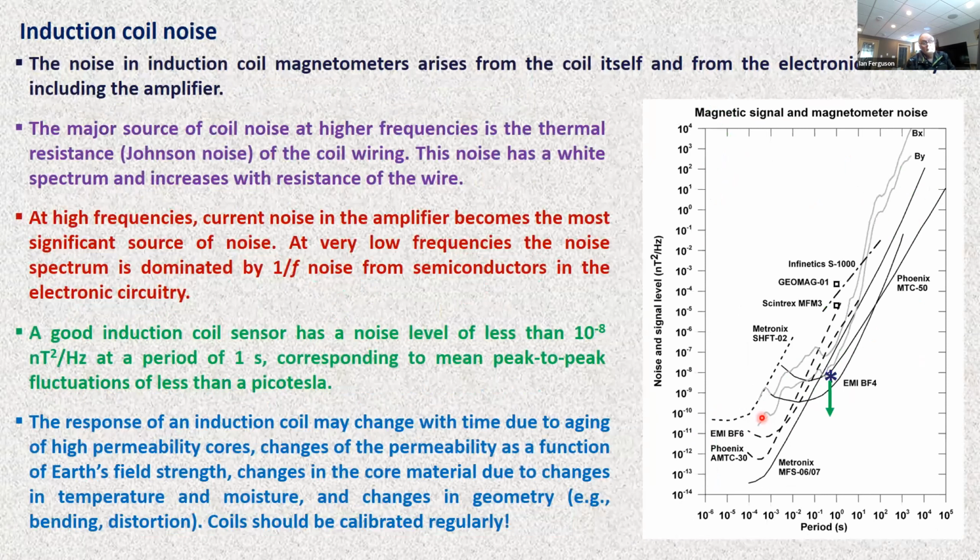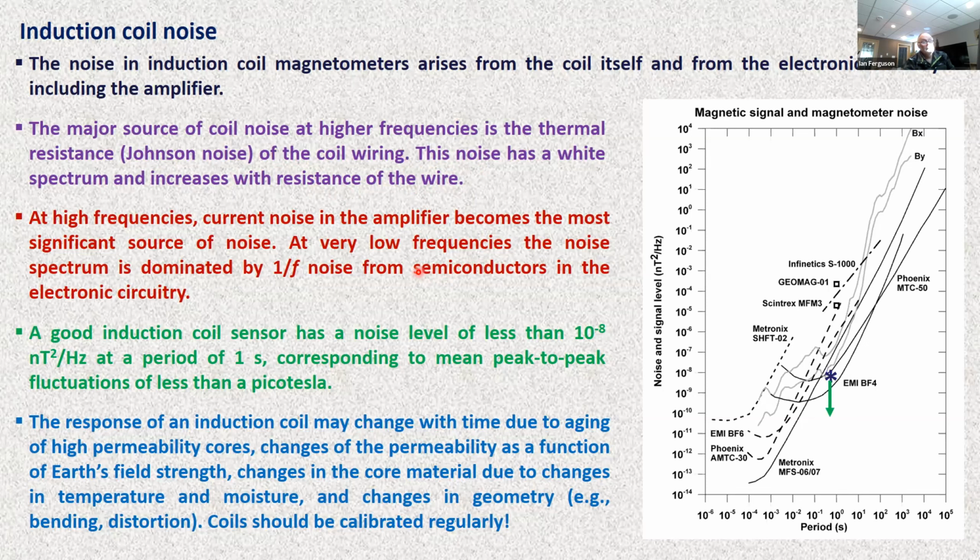If we turn to coil noise, again, we want the noise characteristics of the coils to be well below the MT signal levels. And of course, the MT deadband is going to be one of the areas in which this requirement is the most challenging. The noise in the induction coils arises from the coil itself and from the electronics, including the amplifier. For the coil itself at higher frequencies, the source of noise is the thermal resistance noise or the Johnson noise of the coil wiring. This will increase with the resistance of the wire.